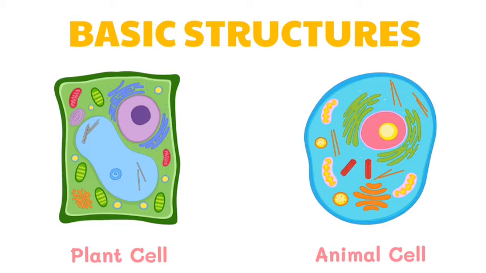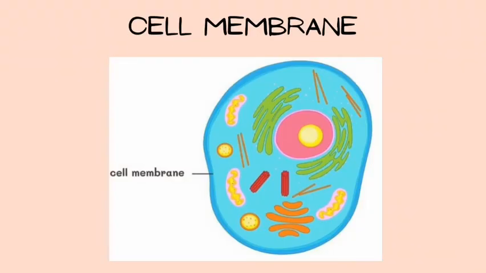The cells of animals and plants have three basic structures: the cell membrane, nucleus, and cytoplasm. The cell membrane, also known as the plasma membrane, encapsulates the contents of the cell. It acts as a gatekeeper to protect the cell from the outside environment. It also controls what materials can go in and out of the cell. The cell membrane is made up of two layers of phospholipids, or a phospholipid bilayer.